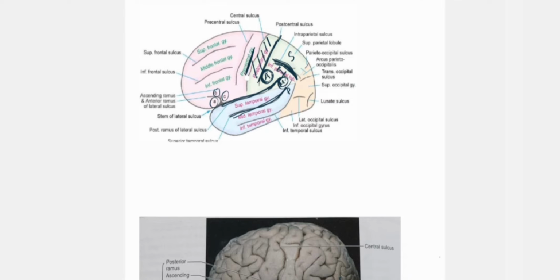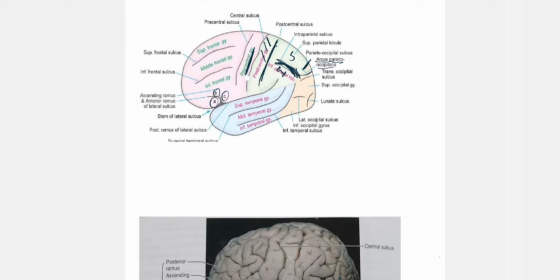And then after the intraparietal sulcus, another sulcus present in the parietal lobe is the parieto-occipital sulcus, which divides the parietal and occipital lobe. And this intraparietal sulcus meets the transoccipital sulcus. So the major sulci present in the parietal lobe are the postcentral sulcus, then the intraparietal sulcus, and the parieto-occipital sulcus. And the region around this parieto-occipital sulcus is the arcus parieto-occipitalis. And this intraparietal sulcus divides the parietal lobe into superior and inferior parietal lobule. That's about the parietal lobe.